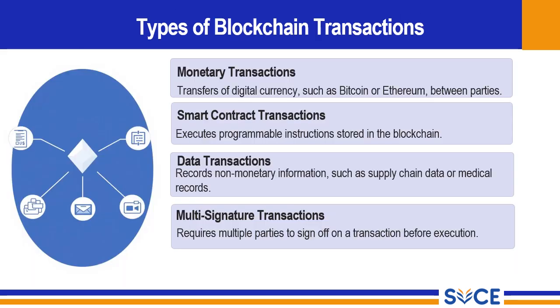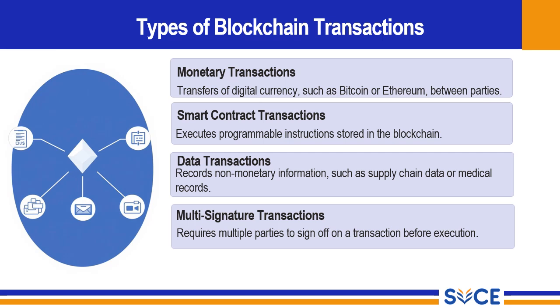Types of blockchain transactions. Blockchain transactions do much more than just sending money. They enable financial transfers, automate contracts, store data, and even require multiple approvals for security. Let's break down the different types of transactions and how they work. First, monetary transactions, sending digital currency. This is the most common type of blockchain transaction, transferring digital currency like Bitcoin or Ethereum from one person to another.